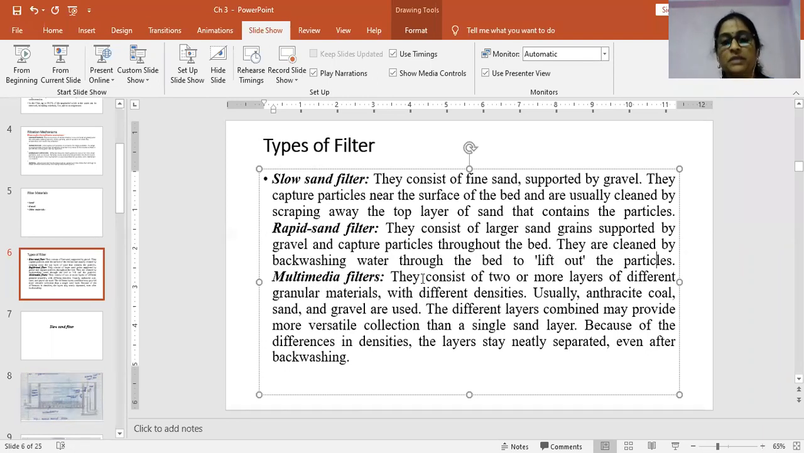Then the multimedia filter consists of two or more layers of different granular materials with different densities. Usually anthracite coal, sand and gravel are used. The different layers combined may provide more versatile collection than a single sand layer. Because of the differences in densities, the layers stay neatly separated even after backwashing. You may be confused about the concept of backwashing, but I will explain it directly one to one.